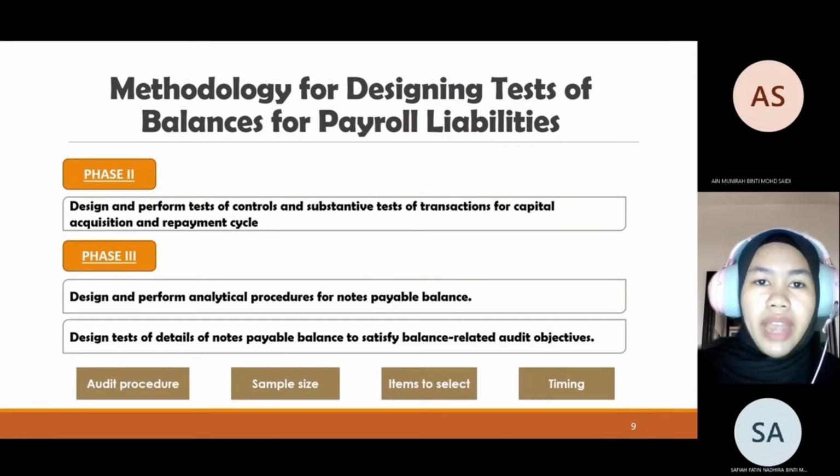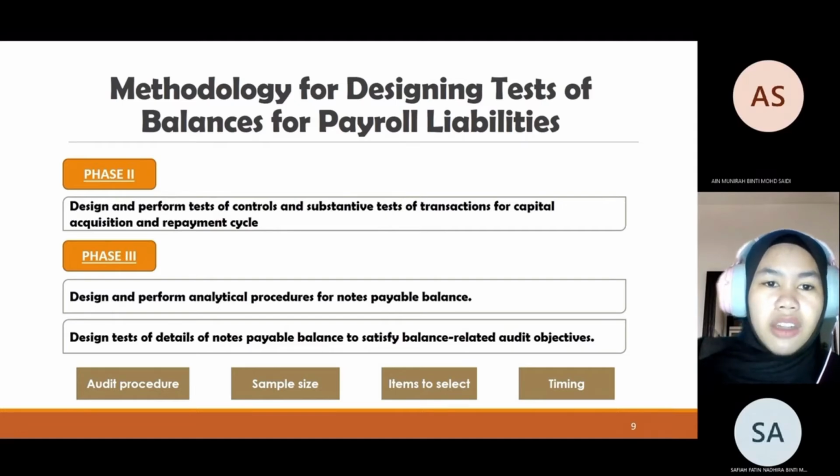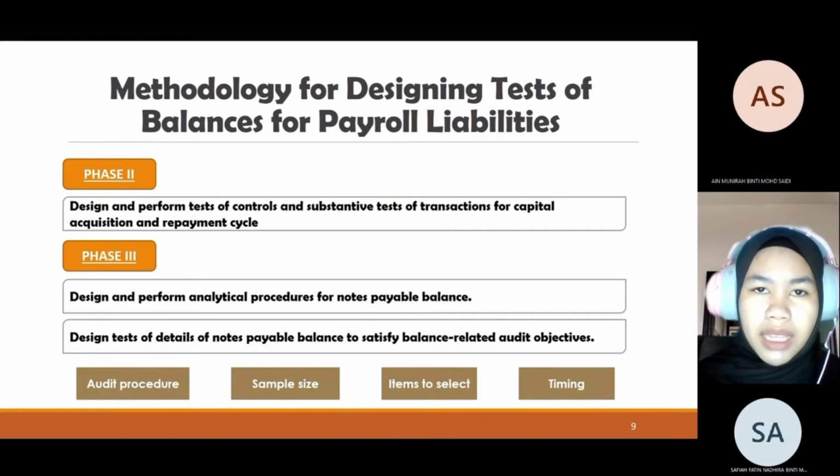In phase 2, we design and perform tests of control and substantive tests of transactions for the capital acquisition and repayment cycle. In certain instances, additional tests of control may be performed as part of tests of details of balances due to the materiality of individual transactions. Tests of control for notes payable and related interest should emphasize testing the four important internal controls. The results of substantive tests of transactions are normally less important because the cycle only contains a few transactions.